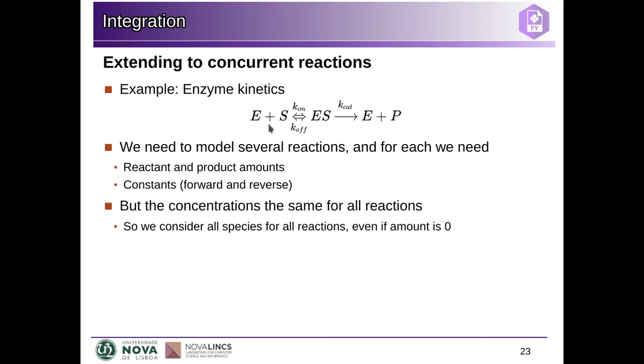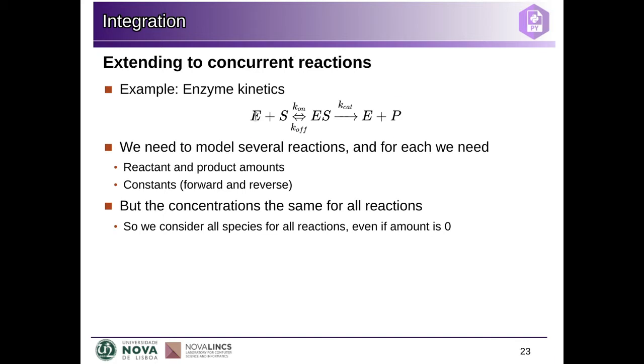In this case, let's assume that we have an enzyme and a substrate. The enzyme can bind to the substrate, and then there is a catalysis reaction that recovers the unbound enzyme and produces the product. So these are two reactions, one that is reversible, and then an irreversible one with the catalysis. We need to create all these reactant and product amounts for each reaction, and also the constants, forward and reverse. The concentrations, however, are the same for all reactions.